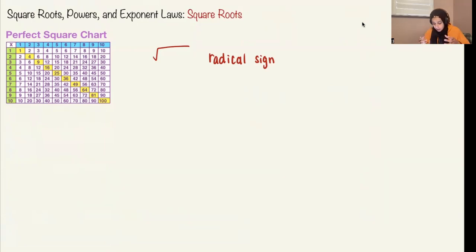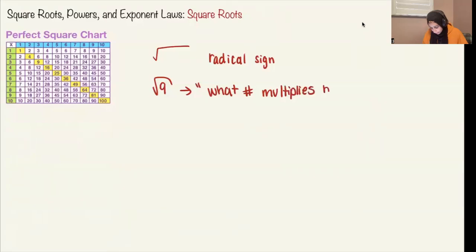If I say, for instance, square root of 9, then the question I'm asking is: what number multiplies by itself to get 9? So basically, if we're doing a square root, which is typically the one you're going to be focusing on in year 9, you're saying, okay, what number multiplies by itself to give me the number underneath the square root?